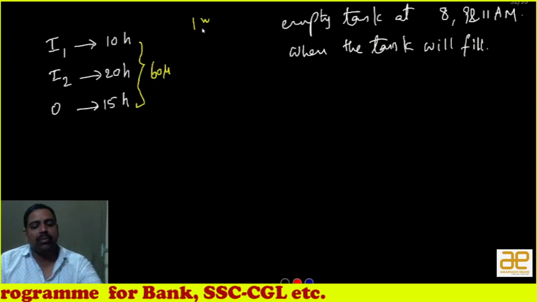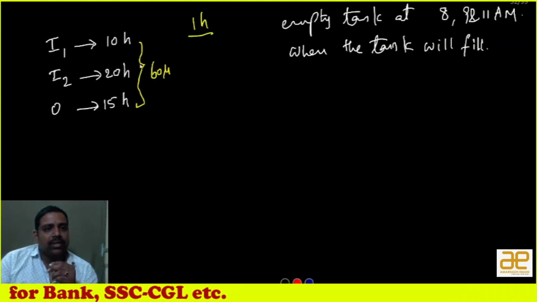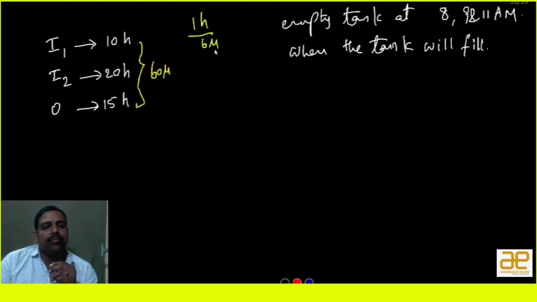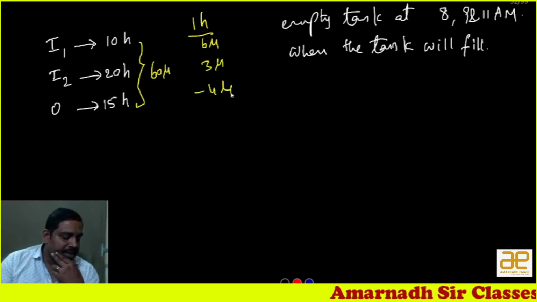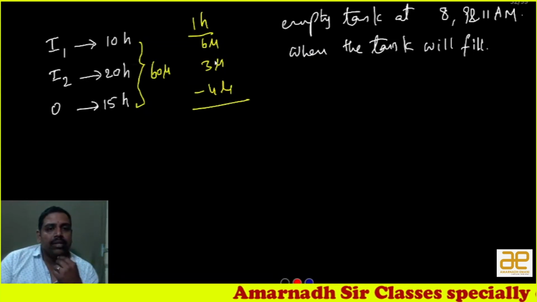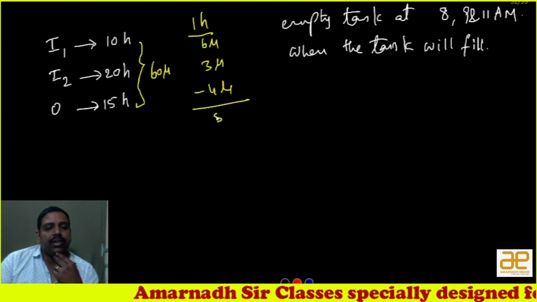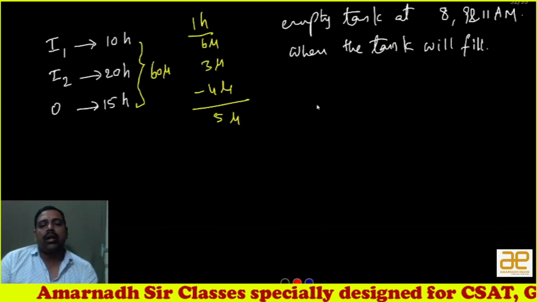1 hour, not minute, 1 hour. 60 by 10, that is 6 units. 60 by 20, that is 3 units. 60 by 15, that is -4. Why? Because that is negative. 6 plus 3, 9 minus 4 is 5 units. Okay. Now go with the line.